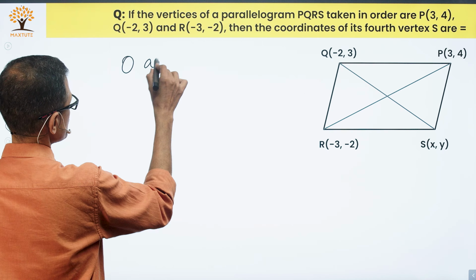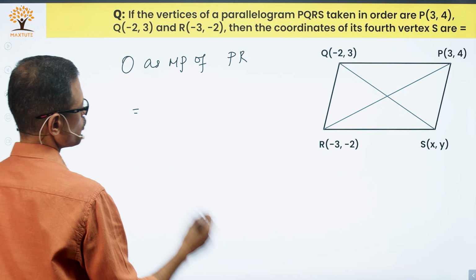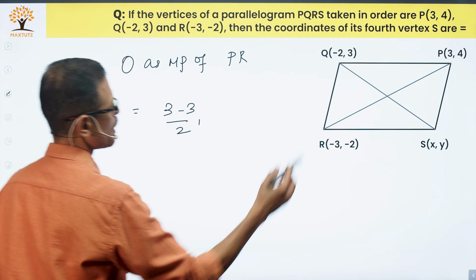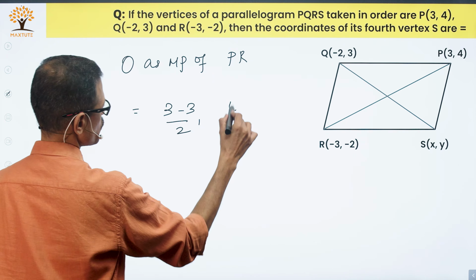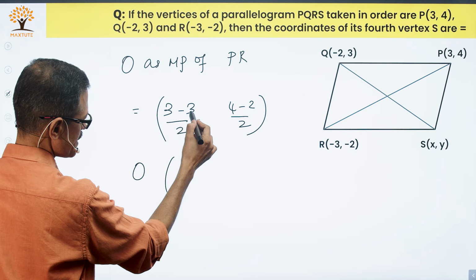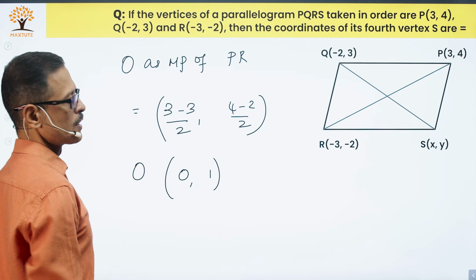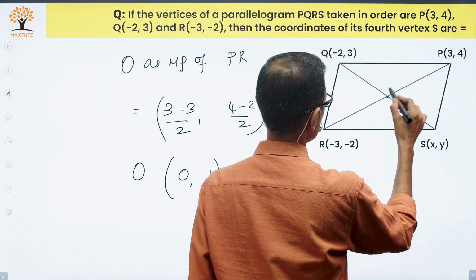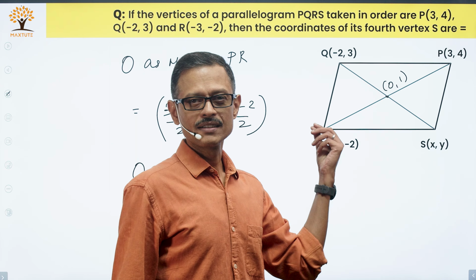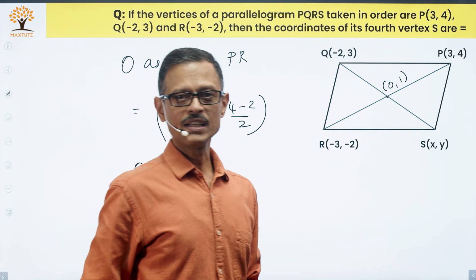So O as midpoint of PR. The coordinates of O will therefore be equal to ((3 - 3)/2, (4 - 2)/2). So the coordinates of point O are essentially 3 - 3 is 0, 0 by 2 is 0, 4 - 2 is 2, 2 by 2 is equal to 1. So we computed the coordinates of point O, this is equal to (0, 1). This is the midpoint of PR. This is the same as the midpoint of QS. So midpoint of QS is equal to (0, 1).